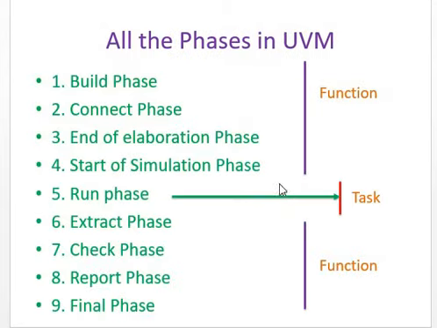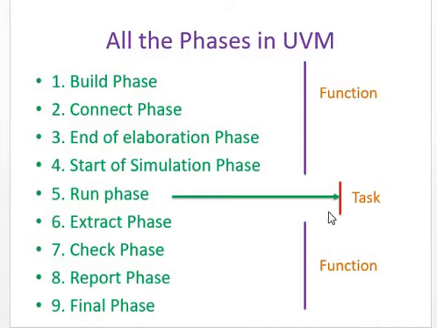We have 9 phases in total. Initially we have build phase, connect phase, end of elaboration phase, start of simulation phase, then we have run phase, extract phase, check phase, report phase, and final phase. Build, connect, end of elaboration, and start of simulation, these 4 phases are functions, and these will be executed before our simulation. In run phase, our actual simulation starts, so it will consume time. Run phase is a task because it will consume time, and functions can't consume any time.